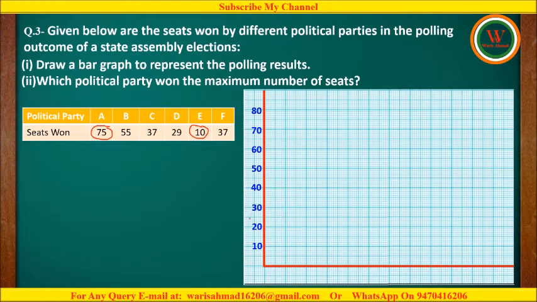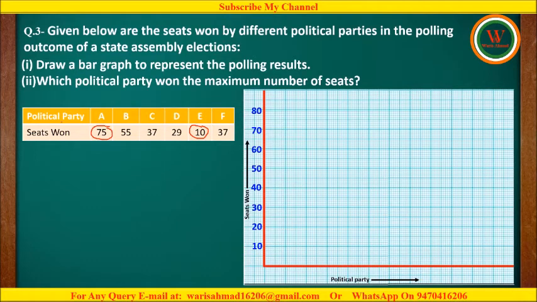After that we have to label this axis also. Since this axis is representing the seat won by different parties, so here we can write seat won. Similarly, we have to label x-axis also. On the x-axis, we will represent different political parties. So here we can write political party. Now we have to draw the bars for all the political parties.